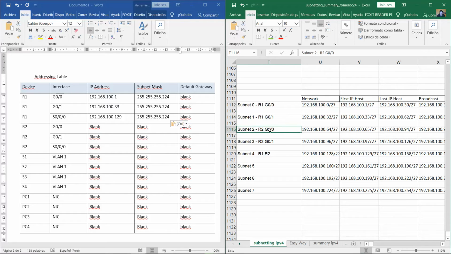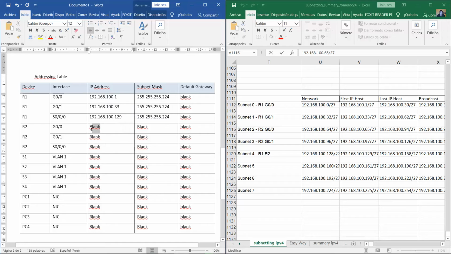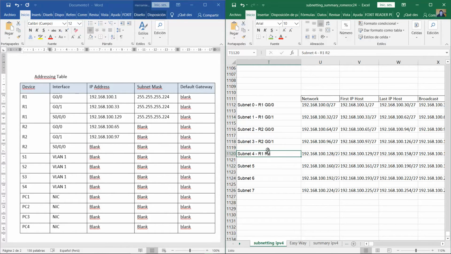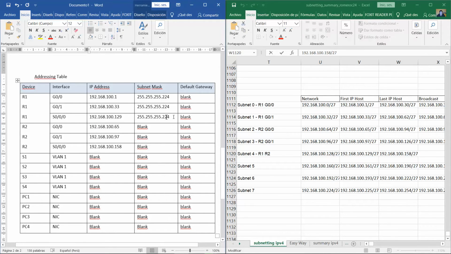For subnet 2, R2 gigabit 0/0, the first IP, this. R2 gigabit 0/1, the first is this, 87. And for serial 0/0/0 is subnet 4, the connection between R1 and R2. Use the last IP, this is 158. Use the same subnet mask for all cases.